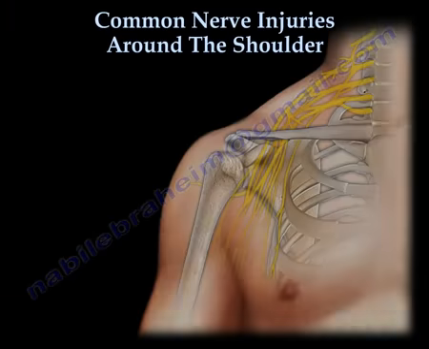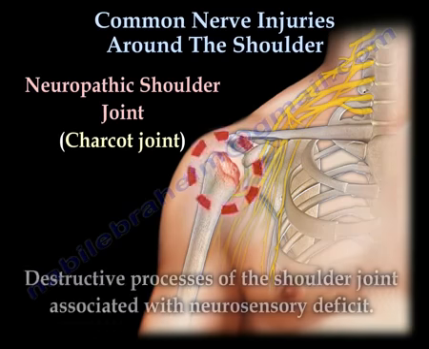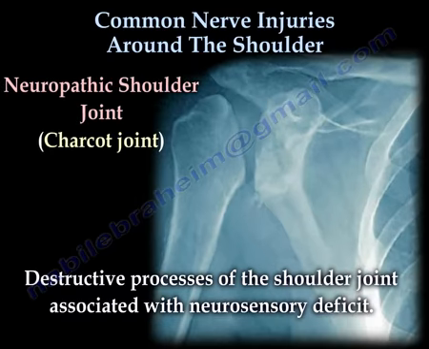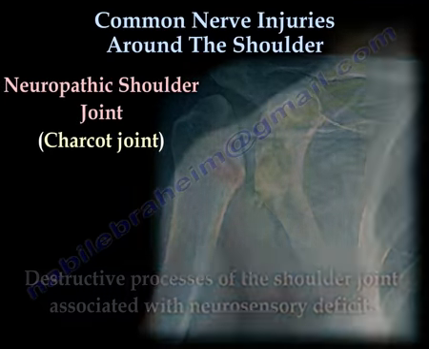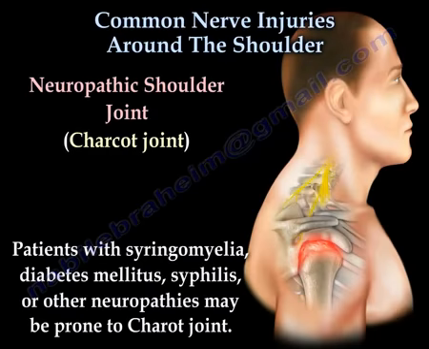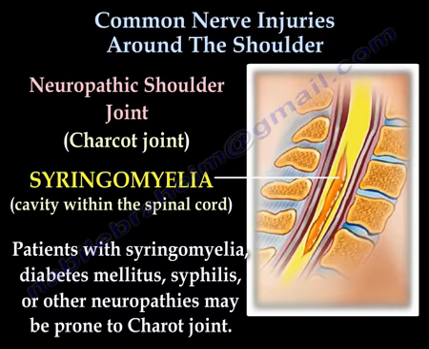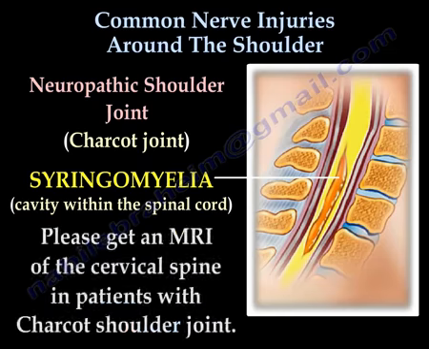Neuropathic shoulder joint. We call it the Charcot joint. It is a destructive process of the shoulder joint associated with neurosensory deficit. Patients with syringomyelia of the spine, diabetes, syphilis, or other neuropathies may become prone to Charcot joint of the shoulder. Here is an example of syringomyelia, which is a cavity within the spinal cord. Please get an MRI of the C-spine in patients with a Charcot shoulder joint.